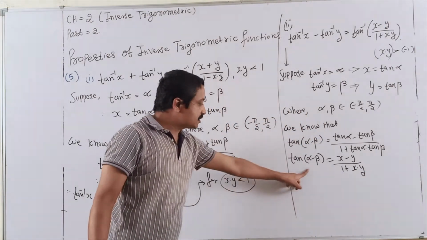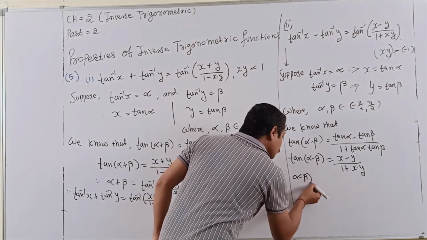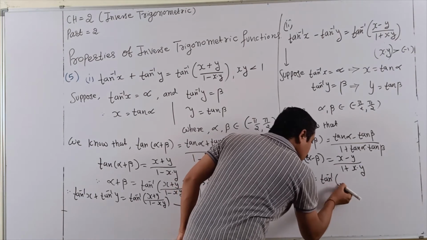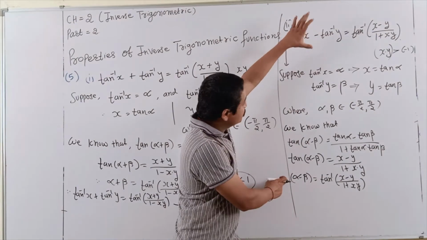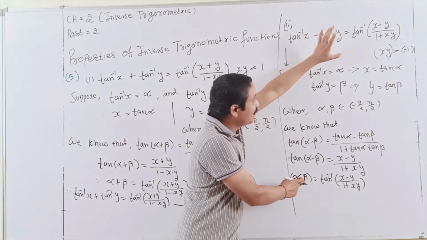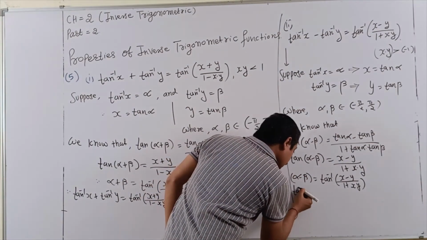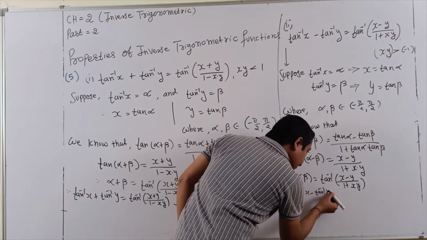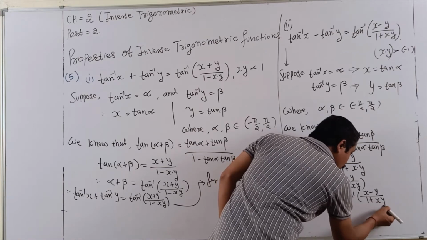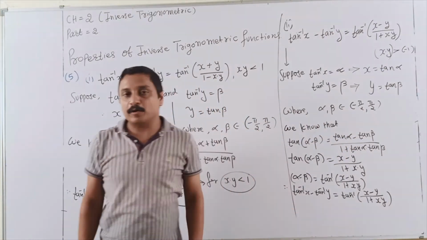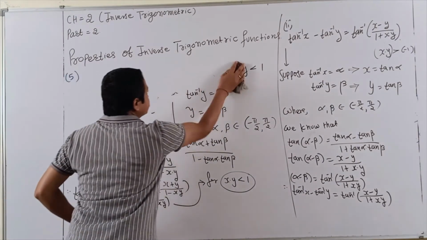Yes students, this step and this step are almost the same. So alpha minus beta is equal to tan inverse of (x minus y) upon (1 plus xy), and finally this alpha value is tan inverse x and the beta value is tan inverse y, putting that. So done here: tan inverse x minus tan inverse y is equal to tan inverse of (x minus y) by (1 plus xy). Yes, property number two is done. Now I go to the third property.